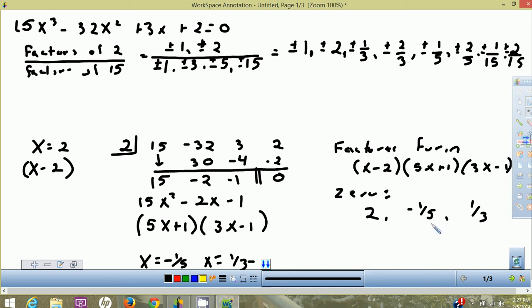So be careful when you read the question. Is it asking for the actual zeros? Is it asking for factored form? Or is it asking for the list of possible rational zeros? If it is, it's looking for this entire list of possible rational zeros.